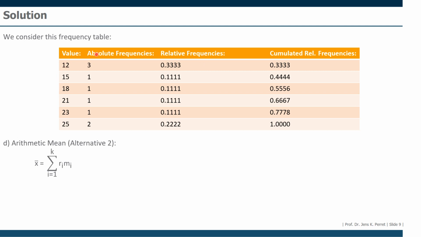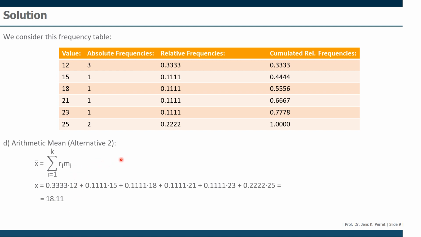So we're going to multiply this with the 12, this with the 15, and so forth, and then add up all of this. At this point, we do not have to divide by the number of observations anymore, because the relative frequencies already have been divided by the number of observations. So here, simply relative frequency times value, relative frequency times value, and so forth, everything added up, giving us again, as I said, 18.11, so the same result as in the alternatives before.